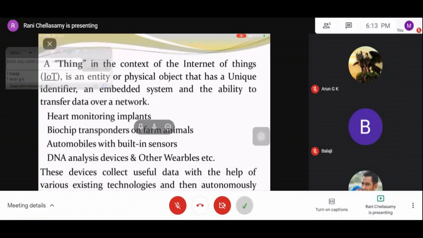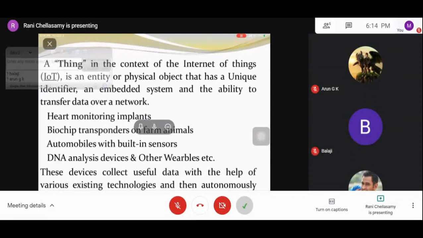For example, you can have heart monitoring implants. So how does the heartbeat work in a particular person? The monitoring of the heartbeat can be analyzed. And biochip transponders on farm animals, and automobiles with inbuilt sensors, and DNA analysis devices and other wearables. These are some of the objects that can be fixed on a person's body, so that the device can collect information or data about the person and share it over the network. These devices collect useful data with the help of various technologies, and automatically transfer the data between other devices.